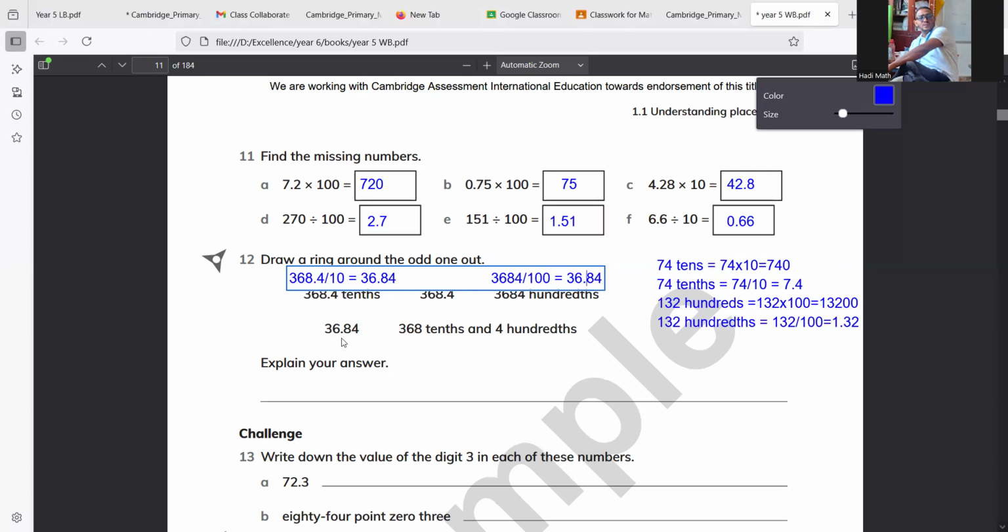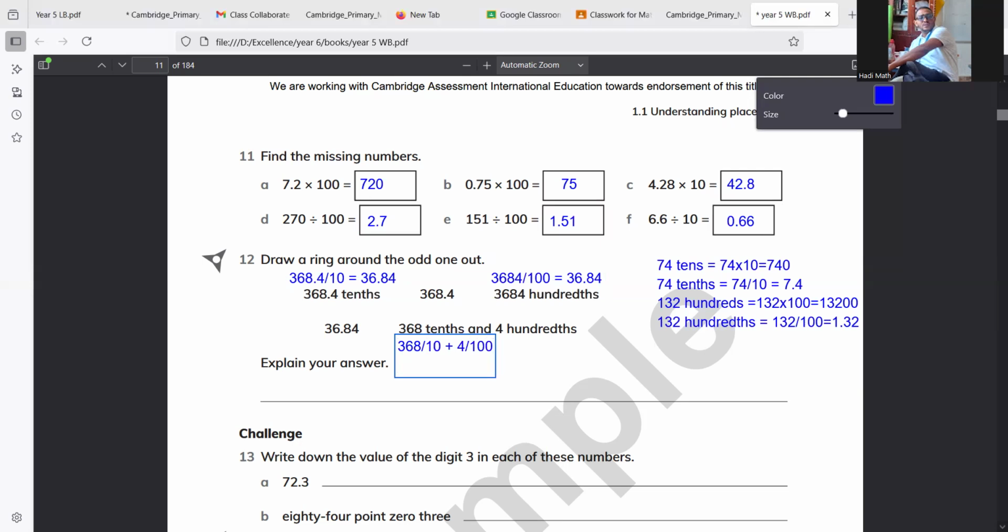This one, nothing mentioned. They say 36.84, nothing mentioned. So leave it. It's like that. Let's go to the last one here. They say 36 and tenths with a TH. That means divided by 10. And plus 4 hundredths with a THS. That means 4 divided by 100.